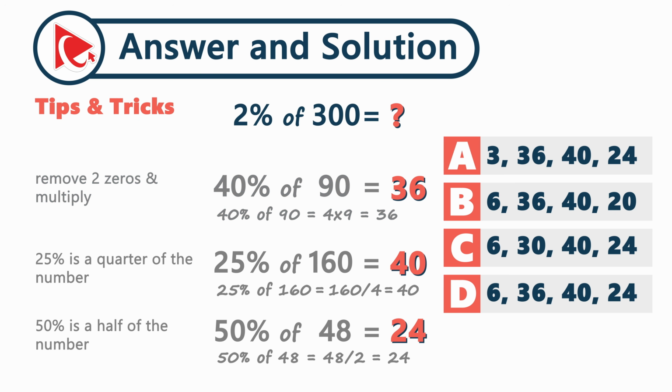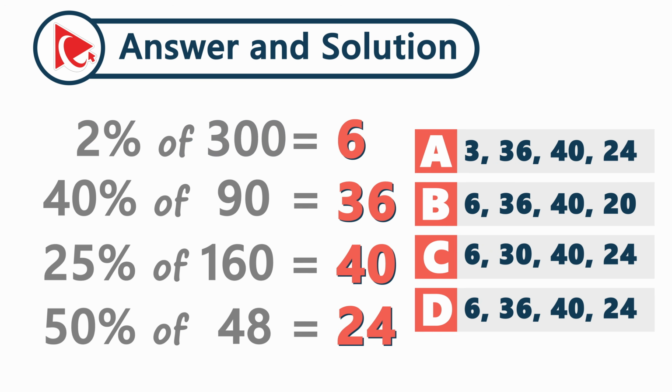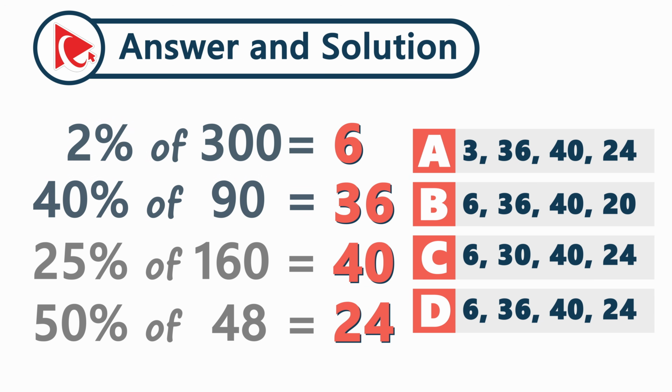And then the last one is 2% of 300. We solve it exactly the same way as the previous one. We need to drop 2 zeros and multiply the numbers. 2 doesn't have any zeros, but 300 has 2 zeros. So 2 multiplied by 300 would be converted to 2 multiplied by 3 and would equal 6. Now let's recap. 2% of 300 is 6. 40% of 90 is 36, 25% of 160 is 40, and 50% of 48 is 24. And the correct answer here is choice D, 6, 36, 40, and 24.